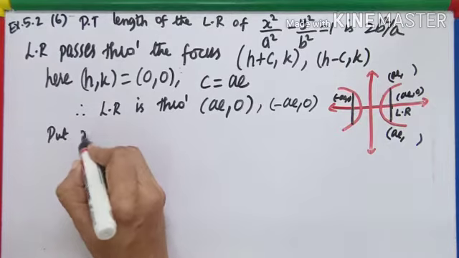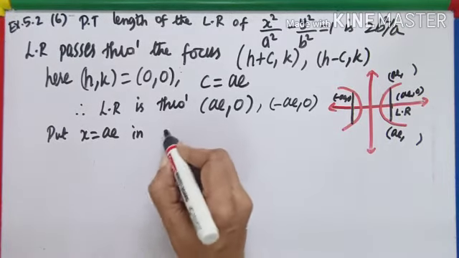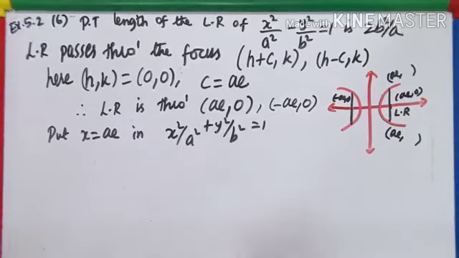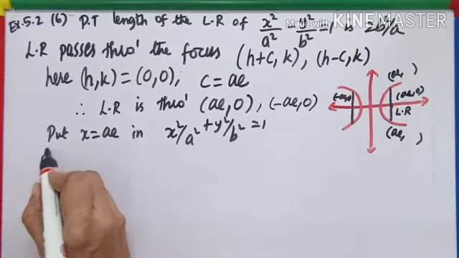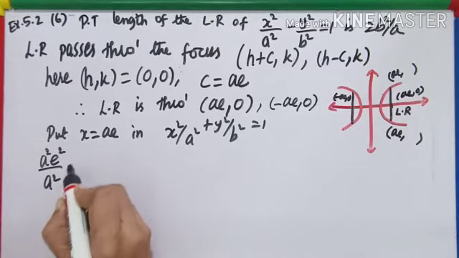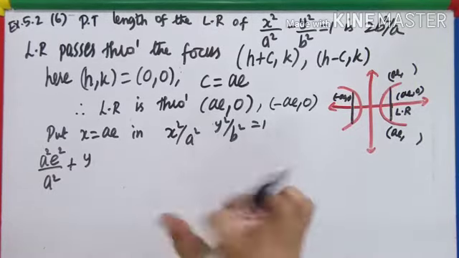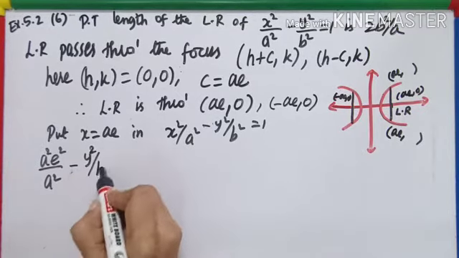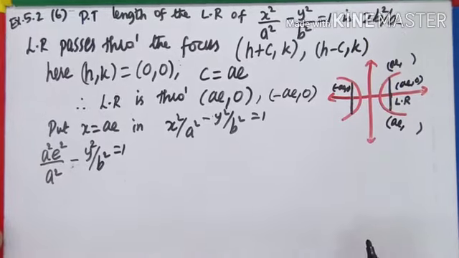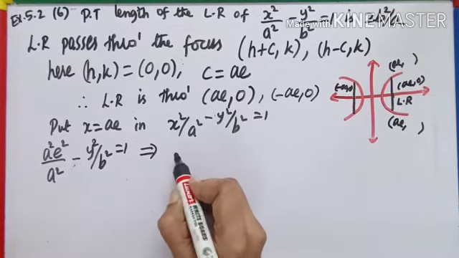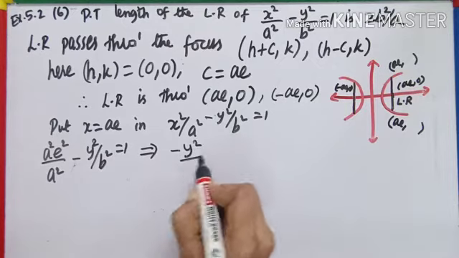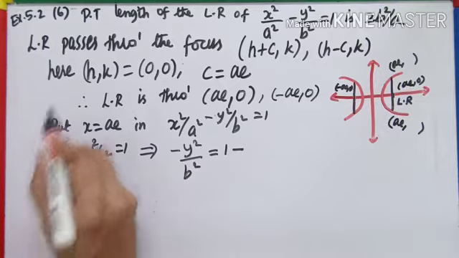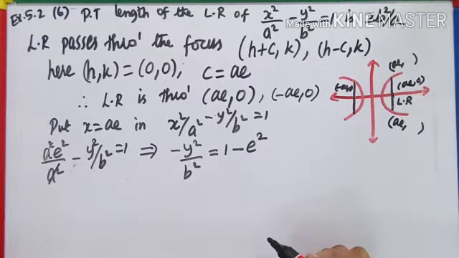Put X is equal to AE in X square by A square minus Y square by B square equal to 1. I get A square E square by A square minus Y square by B square equals to 1. Here A square cancels. Bring E square to the other side.